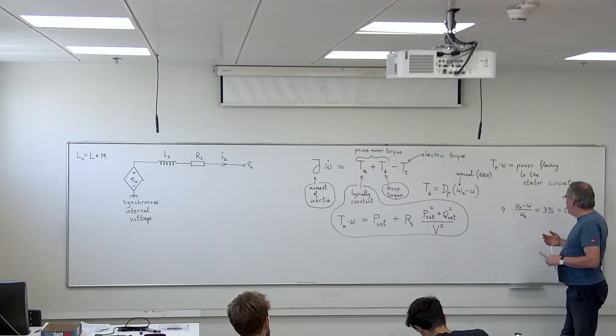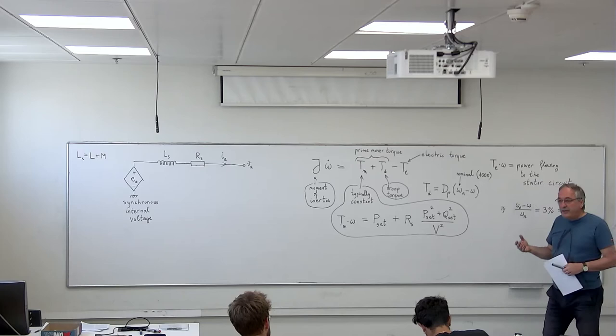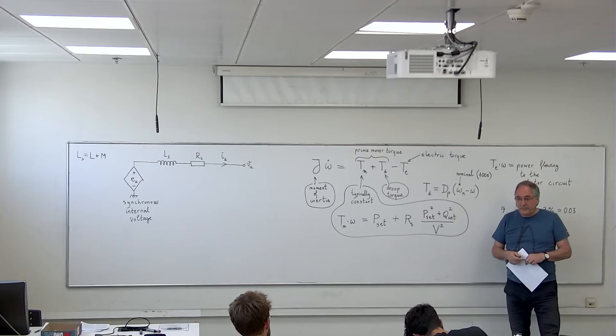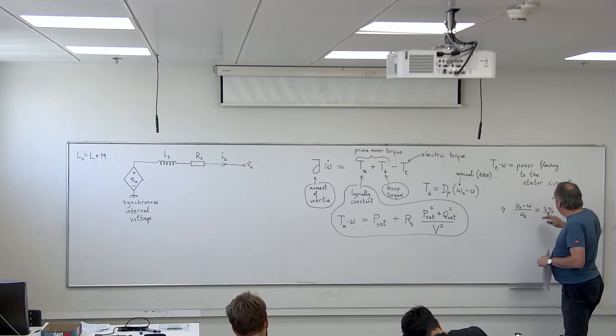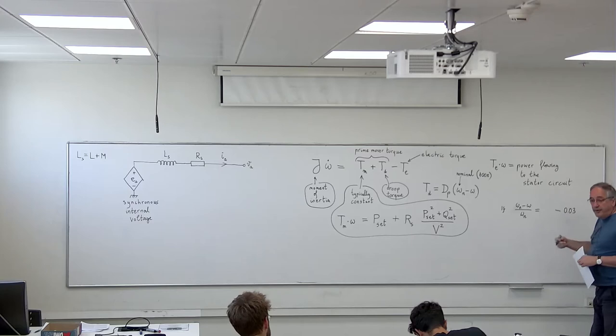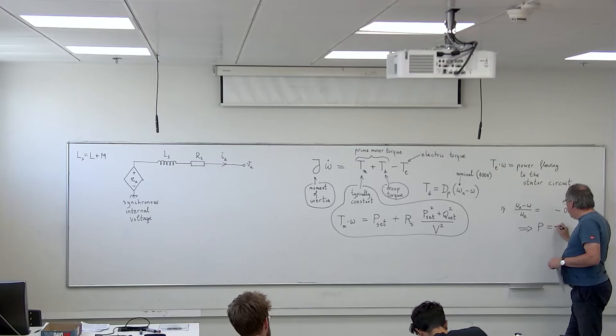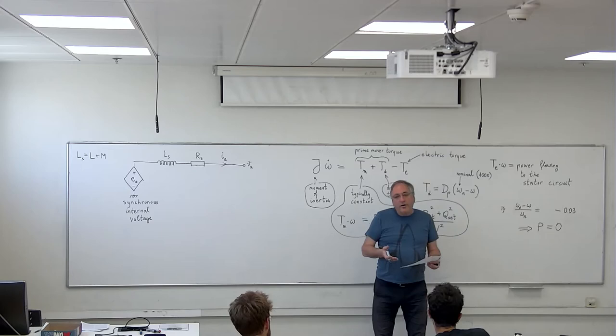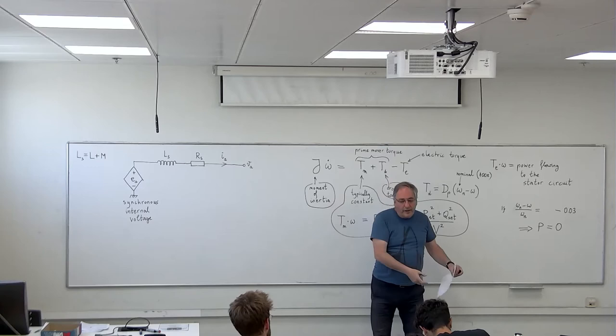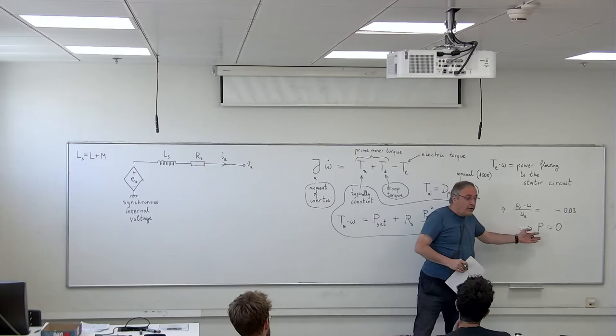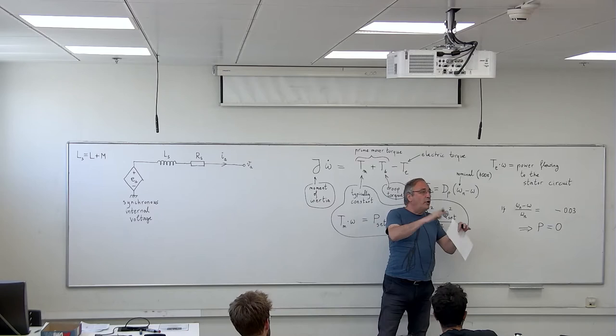in frequency, then the power has to go up by a factor of 2. Or, an equivalent way to put it, if this is equal to minus 0.03, so you're going in the opposite direction, then the power must become zero. It's the equivalent statement. In one direction, it goes up to being twice the nominal power, and in the opposite direction, it goes down to zero power. So if the frequency increases by 3%, then the power goes down from nominal to zero.